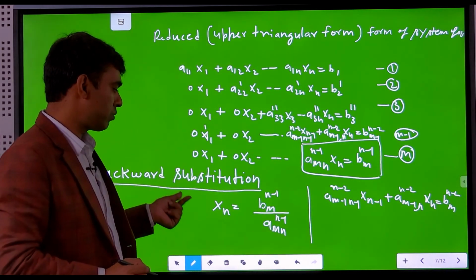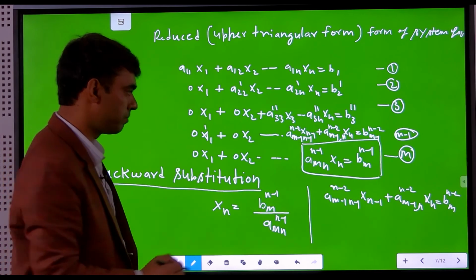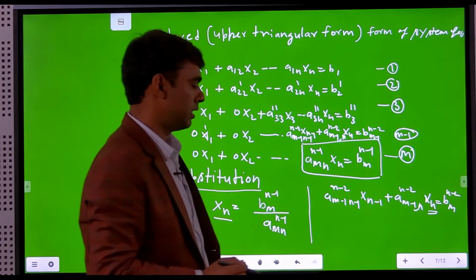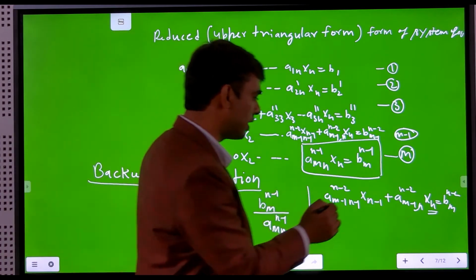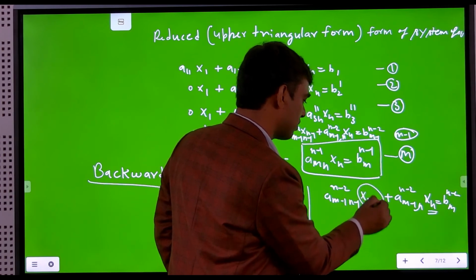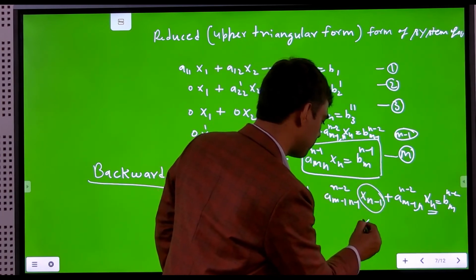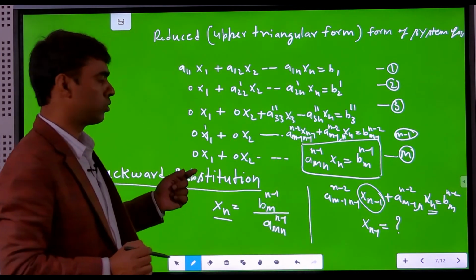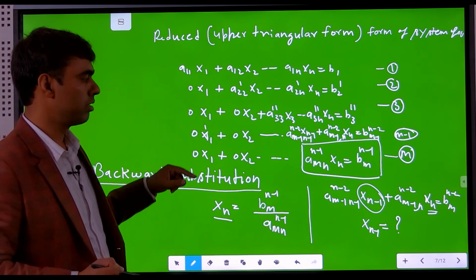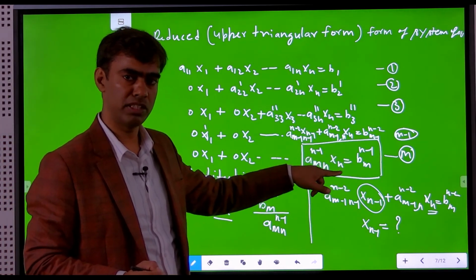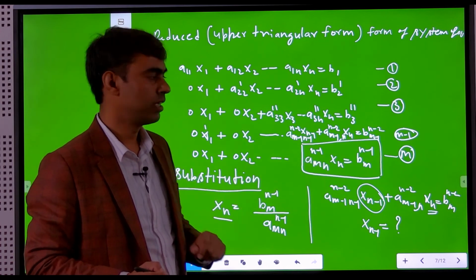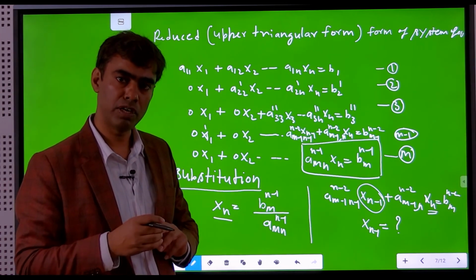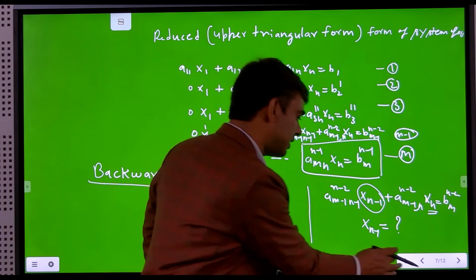In the first step of backward substitution, we are able to find the value of xn. Now we put the value of xn here. In the second step of backward substitution, there is only one unknown, x_{n-1}. Then we are able to find the value of x_{n-1}. So in backward substitution, with the help of the last equation, meaning the mth equation, we find the value of xn. Then with the help of the second last equation, using the value of xn, we find the value of x_{n-1}, and we repeat this procedure.